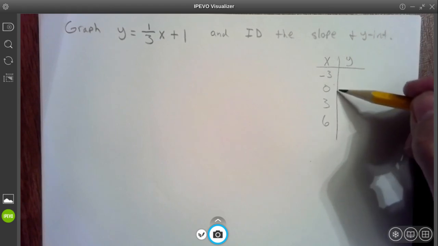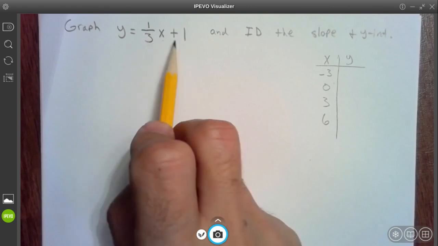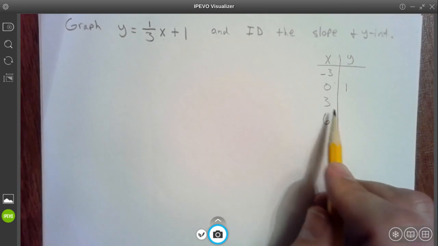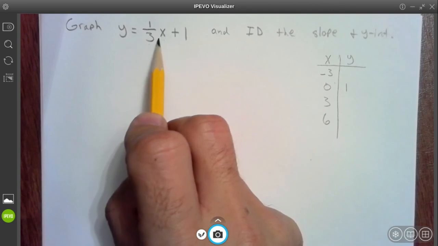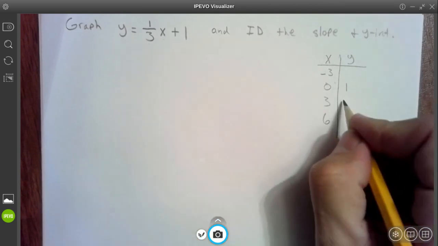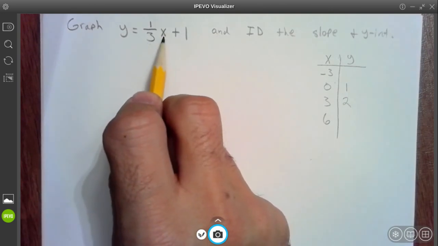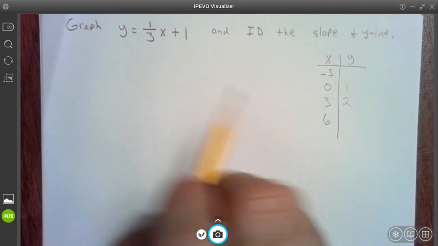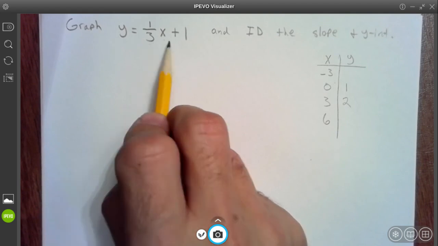If I plug in 0 for x, 1/3 times 0 is 0, and then 0 plus 1 gives you 1 back. If I plug in 3 for x, 1/3 of 3 is 1 whole, and then 1 plus 1 is 2. 1/3 times 3 is the same as dividing by 3. So 3 divided by 3 is 1, and then plus 1. For 6, 6 divided by 3 is 2, and then 2 plus 1 is 3.